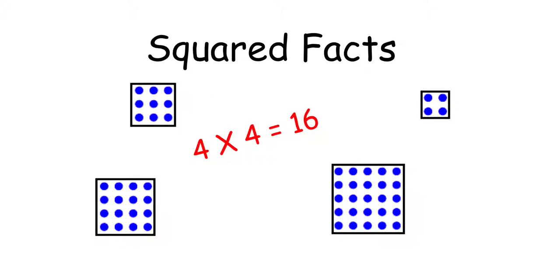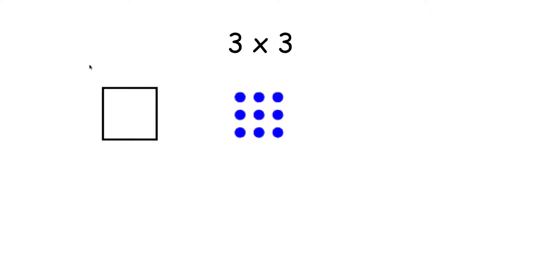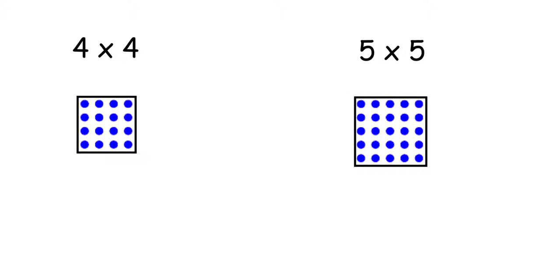So, what are squared facts exactly? Well, I take an array such as 2 by 2, 2 rows, 2 columns, and if I make an array out of them, I could put a square around them. So 2 times 2 happens to be a squared fact. 3 times 3 happens to be a squared fact: 3 rows, 3 columns, and when I make that, it makes a square shape. Same thing with 4 times 4 and 5 times 5: 4 rows by 4 columns, 5 rows by 5 columns. The same is true for the rest of these.